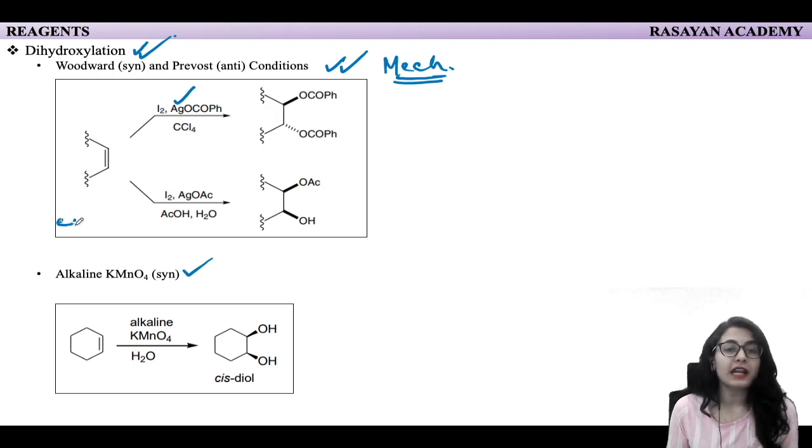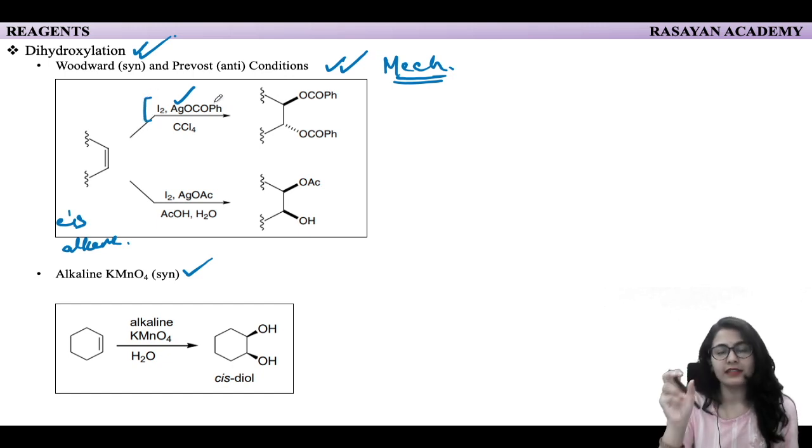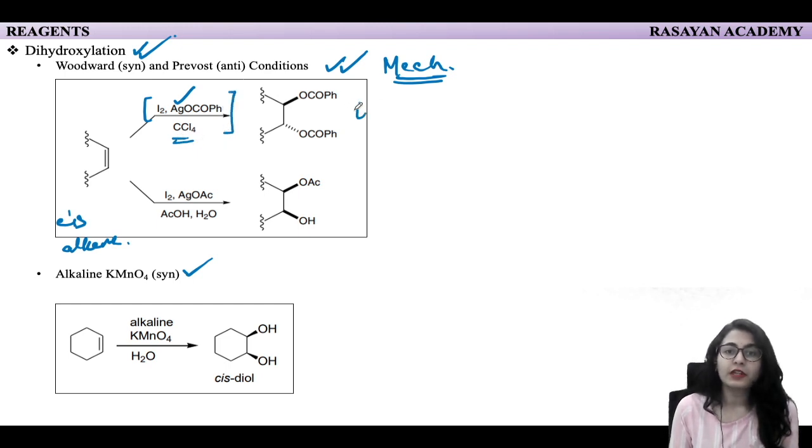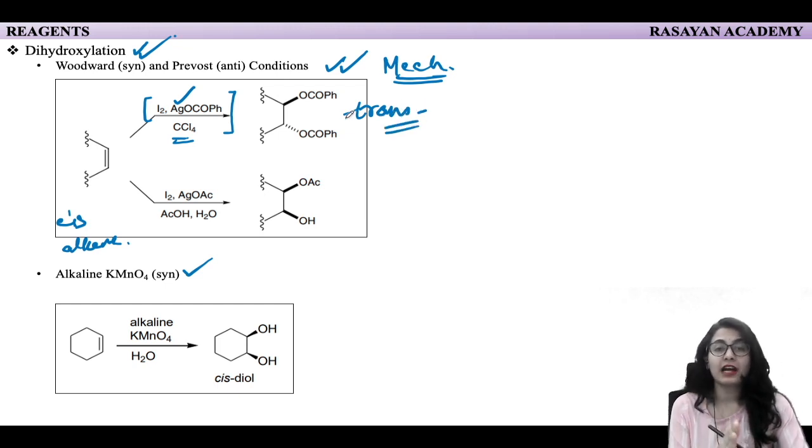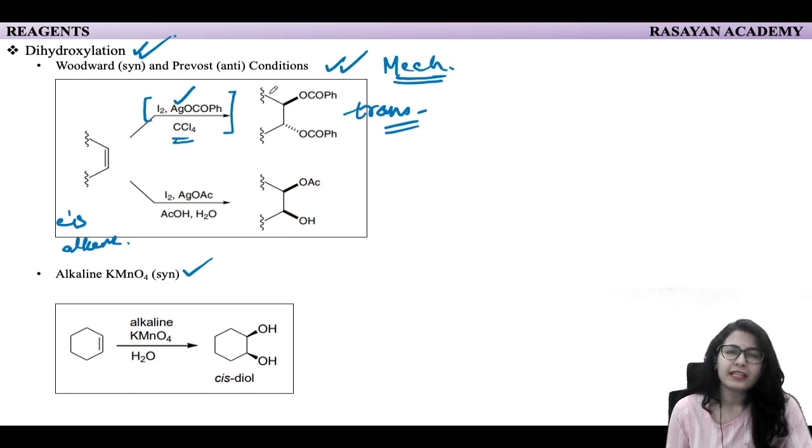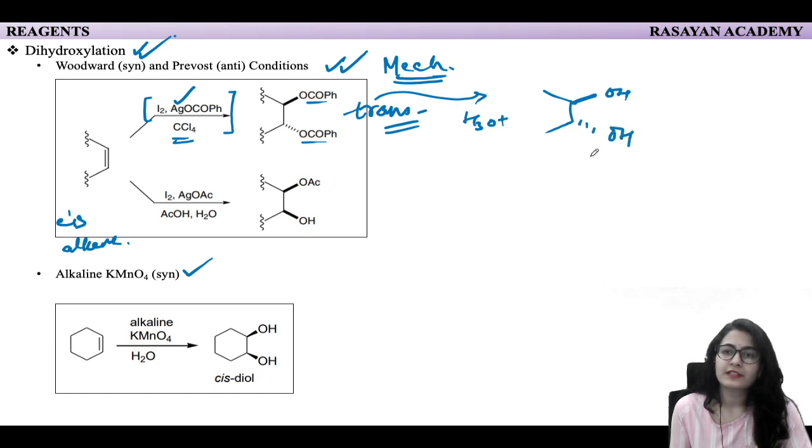So if you have started with a cis alkene, as you see over here, this cis alkene, while reacting with iodine and any silver carboxylate salt, whether it is benzoate or acetate, whatever it is, in the presence of a non-polar solvent where there is no water, is going to give you a trans product, and that also you are still getting the trans dicarboxylate like this. After hydrolysis, you are going to get a trans diol in this way.